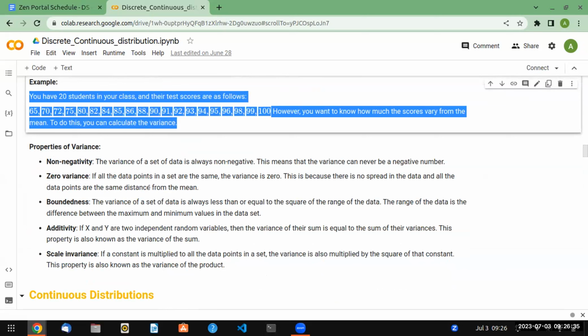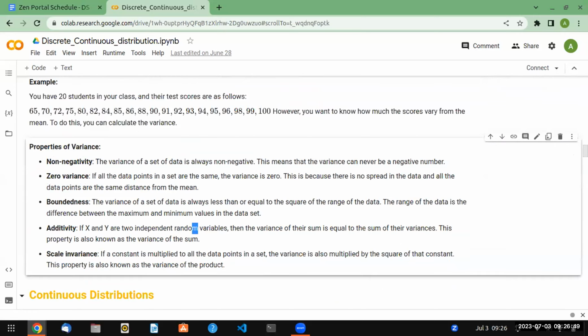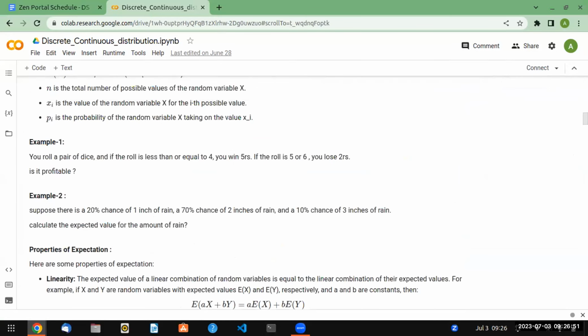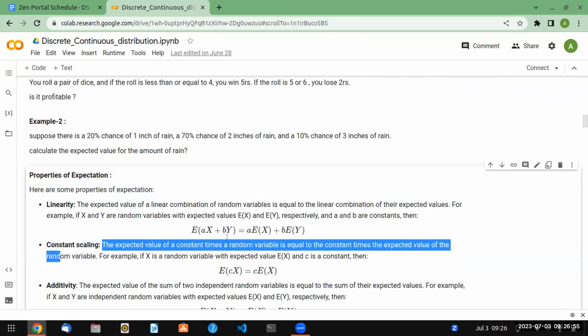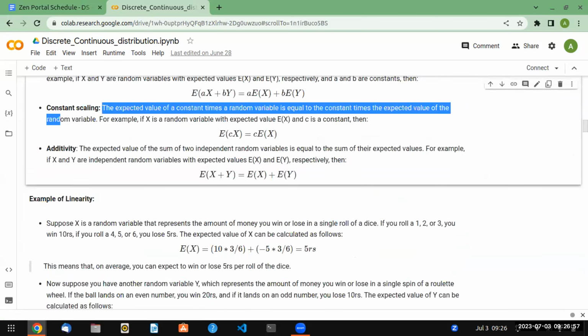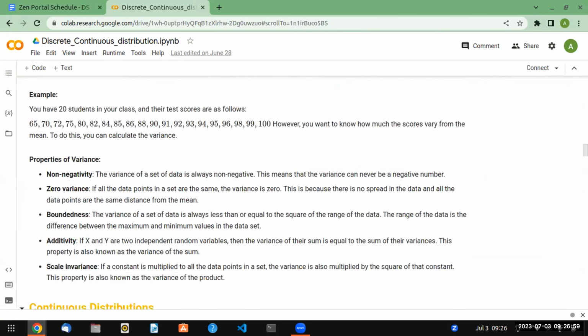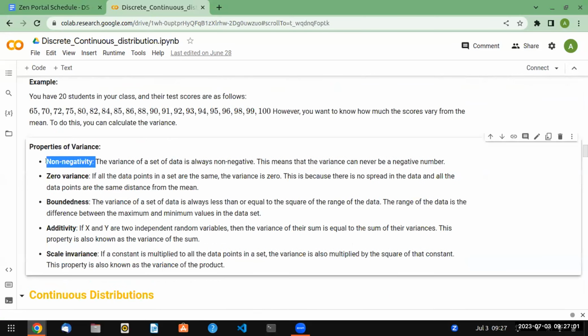Additivity, those properties are there, right? That is a property of what? If you recollect, expectation. If you forgot, we have these properties, right? Properties of expectation: linearity, constant scaling. So variance also has some properties. One of them is non-negativity.